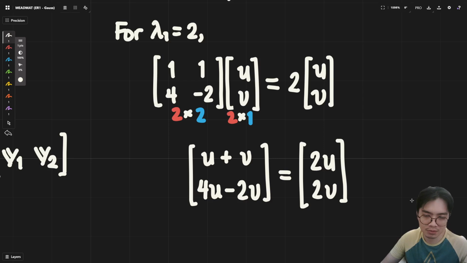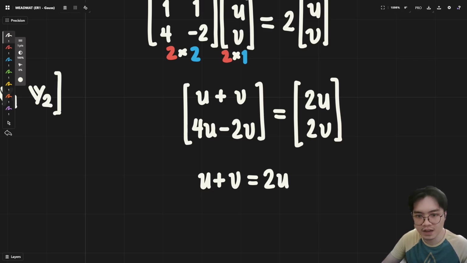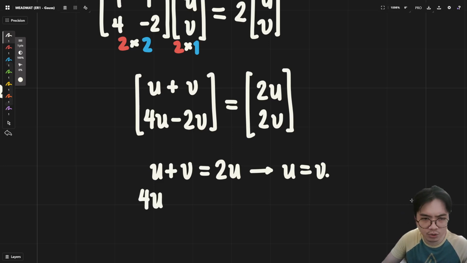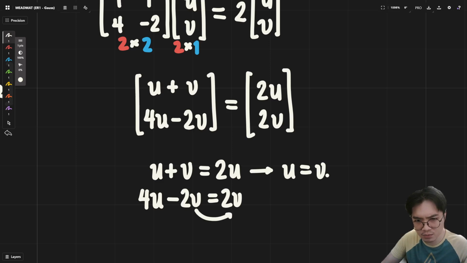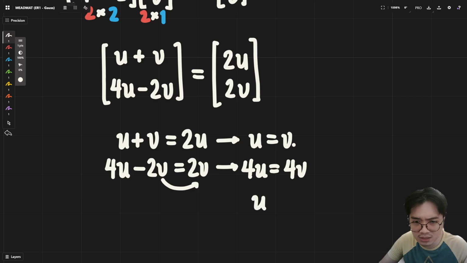What now? What are we going to do now? Well, let's just disassemble them. U plus V is equal to 2U. If I put this to the other side, we will have this relationship, which is U is equal to V. Okay, interesting. And then we will have 4U minus 2V is equal to 2V. If I put this here, we will have that same relationship: 4U is equal to 4V. Basically, if I divide 4 on both sides, we will still have this relationship of U is equal to V.